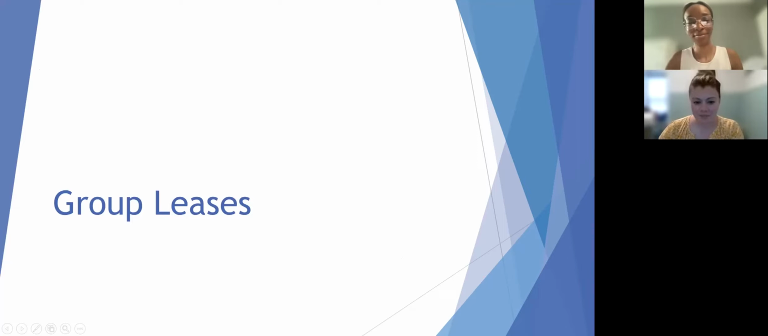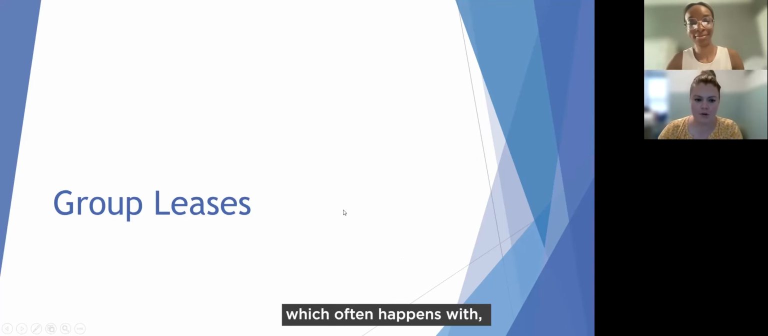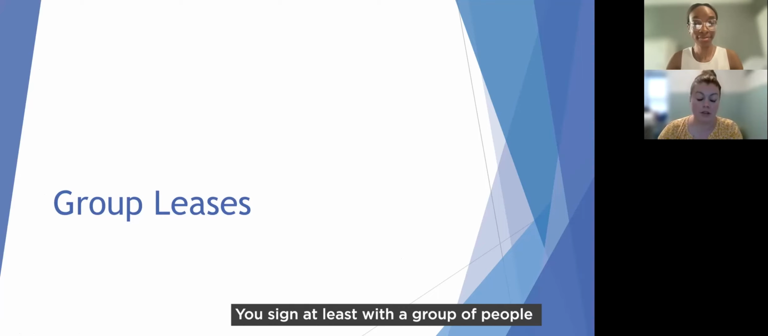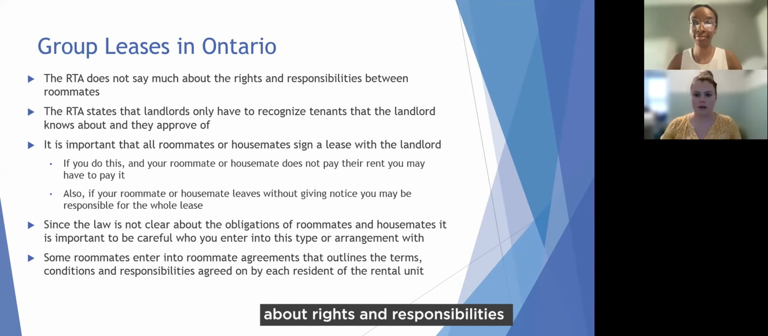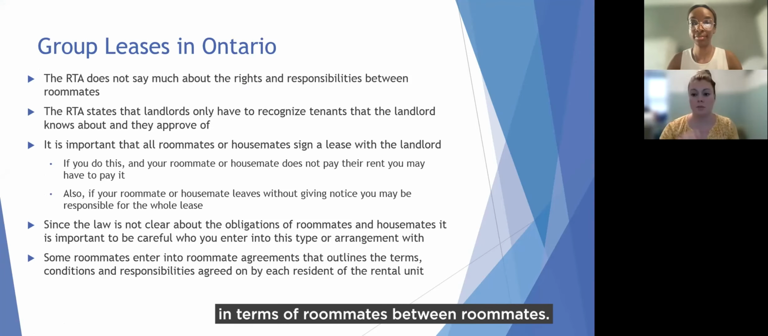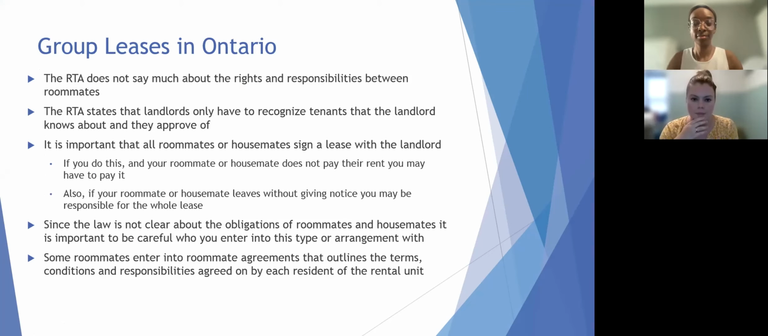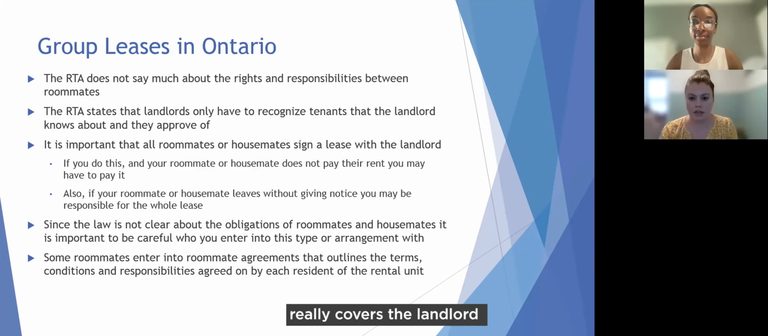So now we're going to go into group leases, which often happens in student housing, where you sign a lease with a group of people because you're renting a home. The RTA doesn't really say a lot about rights and responsibilities between roommates. The RTA really covers the landlord and the tenant relationship, which is also why you want to make sure that you have a relationship that's legally binding with the landlord. So that's why we advise that all roommates or housemates sign a lease with the landlord specifically.